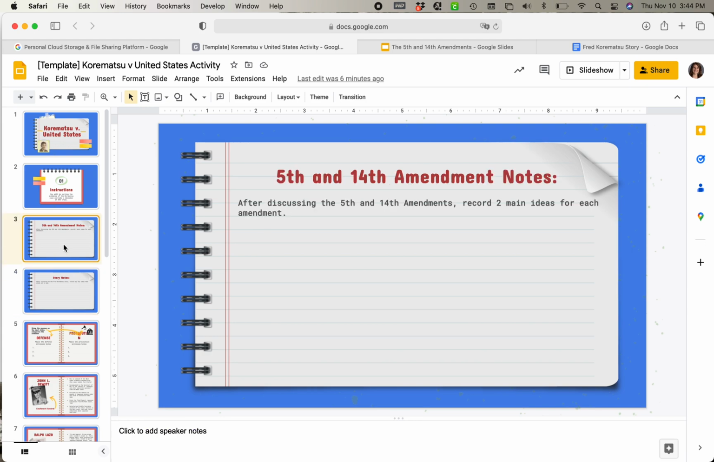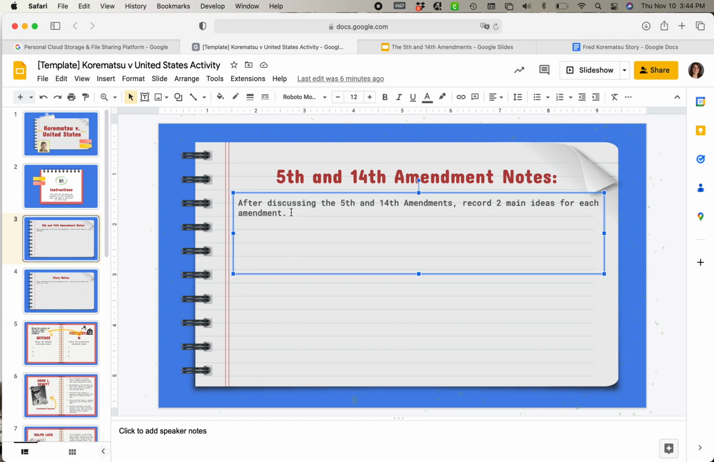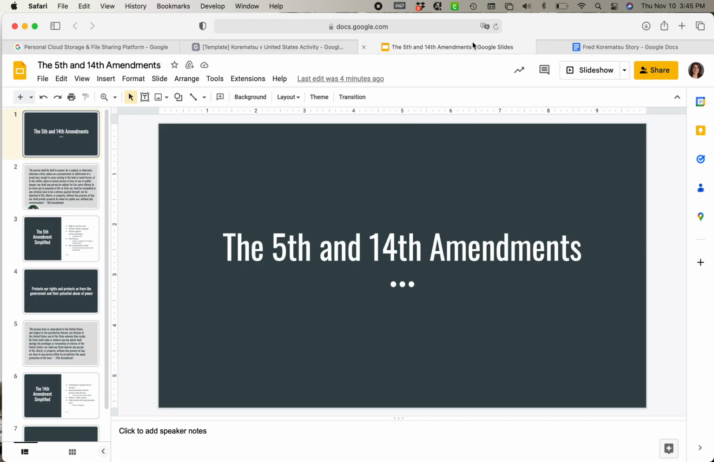So we are going to talk about the 5th and the 14th Amendment first. And while I'm talking about it, you need to record two main ideas for each amendment. So I would just type down in this text box Fifth Amendment and then write two things, and then the 14th Amendment and write two things. So I'm going to transition to a different little slideshow here to talk about what those amendments are, and then we'll come back and then we will do the Fred Korematsu story.